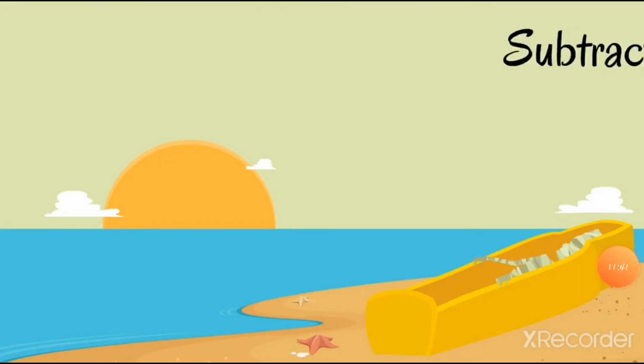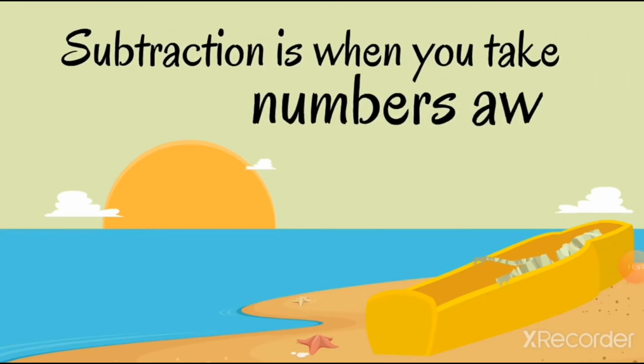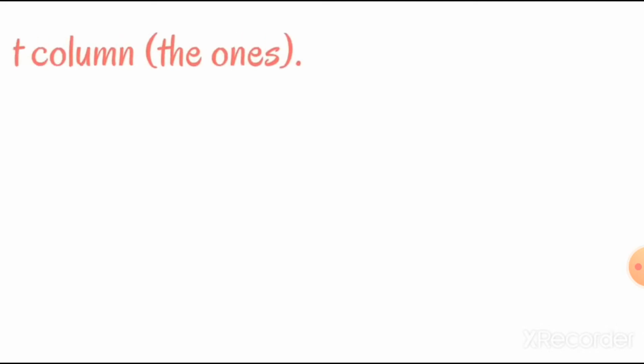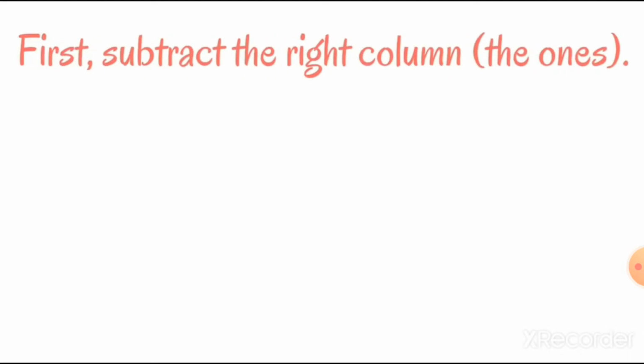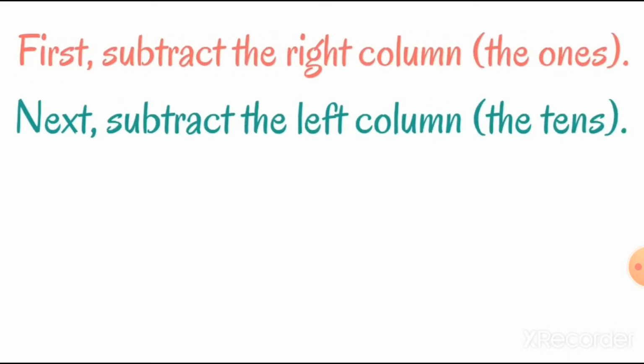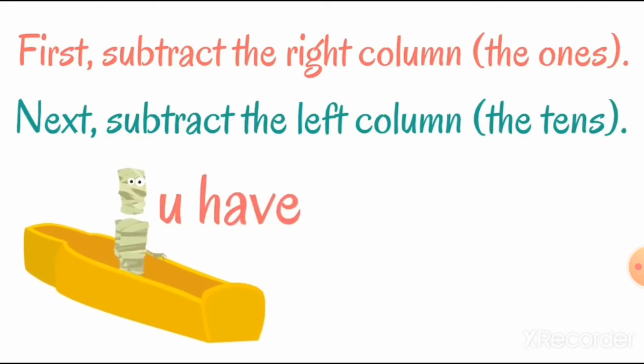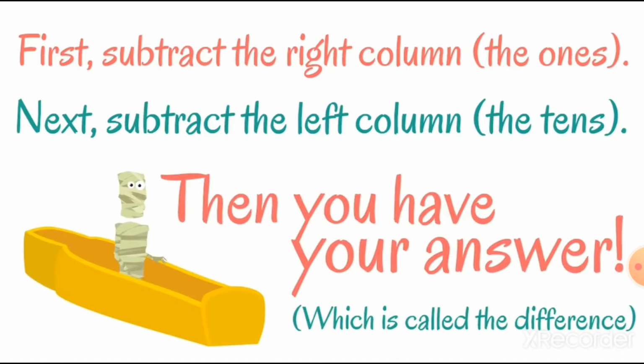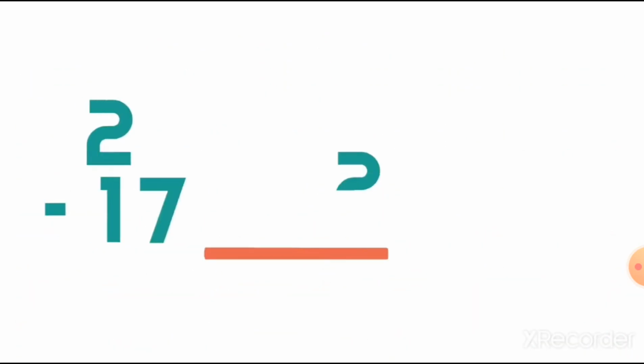So students, let's see now. Subtraction is when you take numbers away. What is subtraction? Whenever you cut numbers, taking away numbers from numbers, it's called subtraction. First subtract the right column, the ones, and next subtract the left column, which is the tens. Then you have the answer, which is called the difference. Hope you understood this, students.